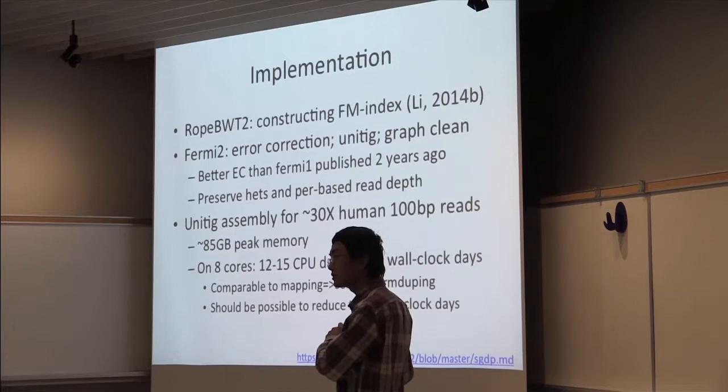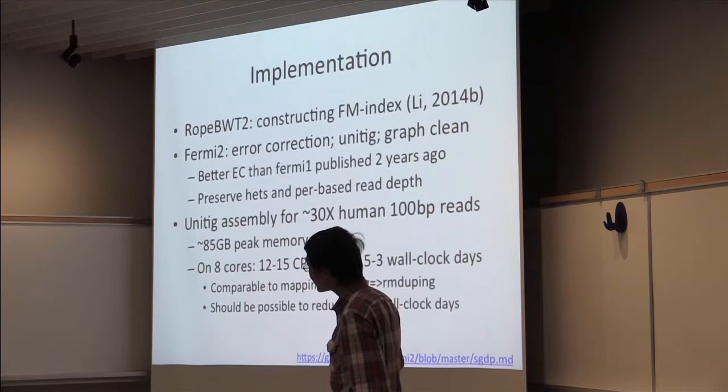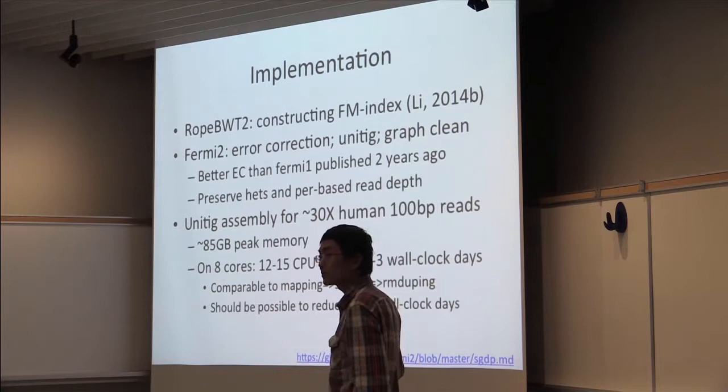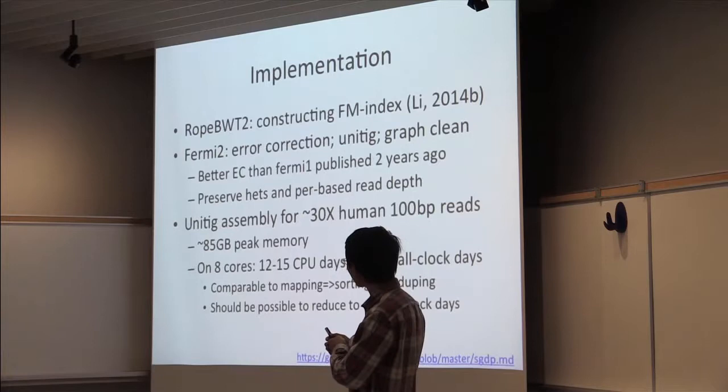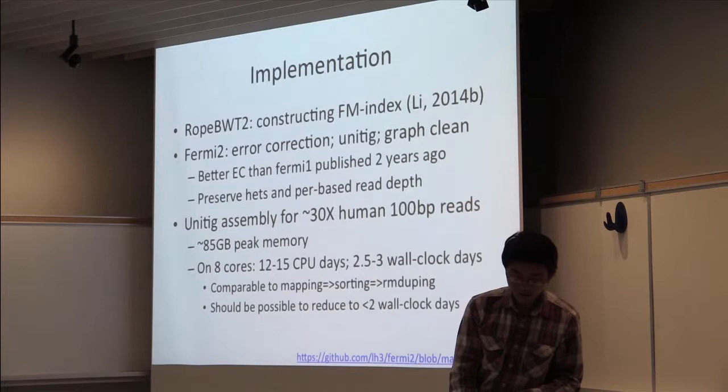On 6 CPU cores, it's 15 CPU days, or about 2 to 3 wall-clock days, depending on the CPU. This speed is slower, but not much slower than the current pipeline of mapping, sorting, and variant calling. It's not much different from that. In theory, I think it's possible to reduce it, but this is mostly about the engineering part.